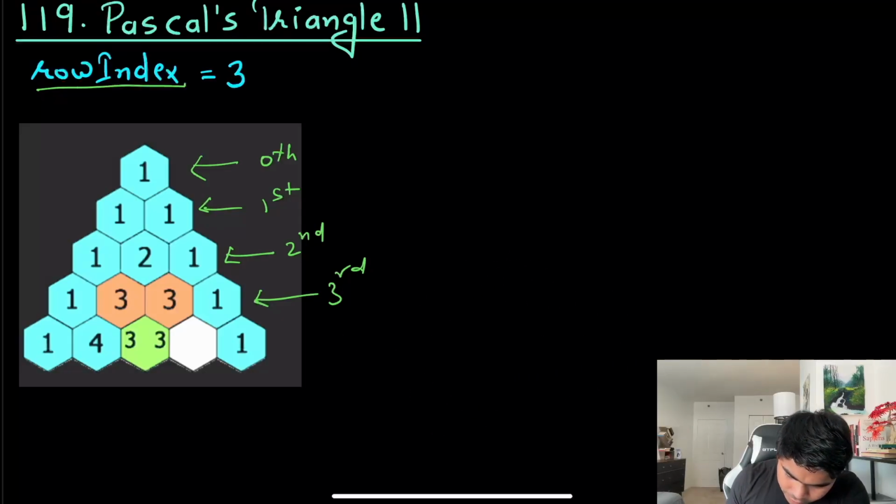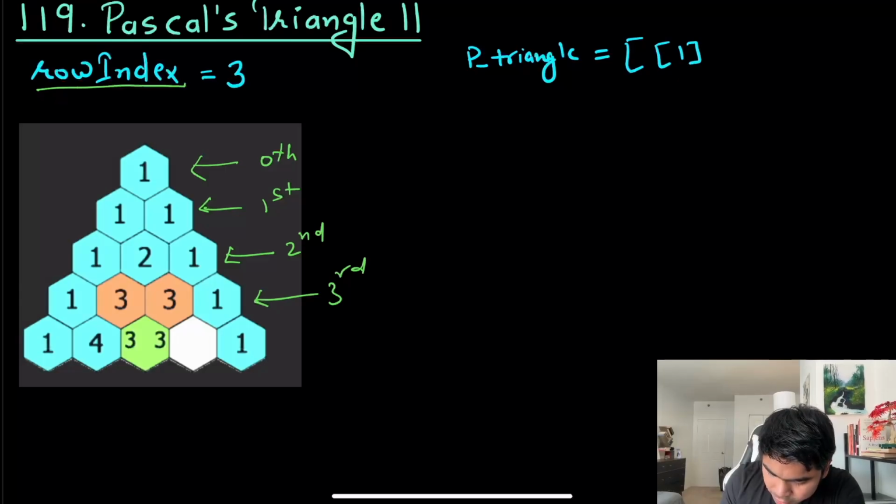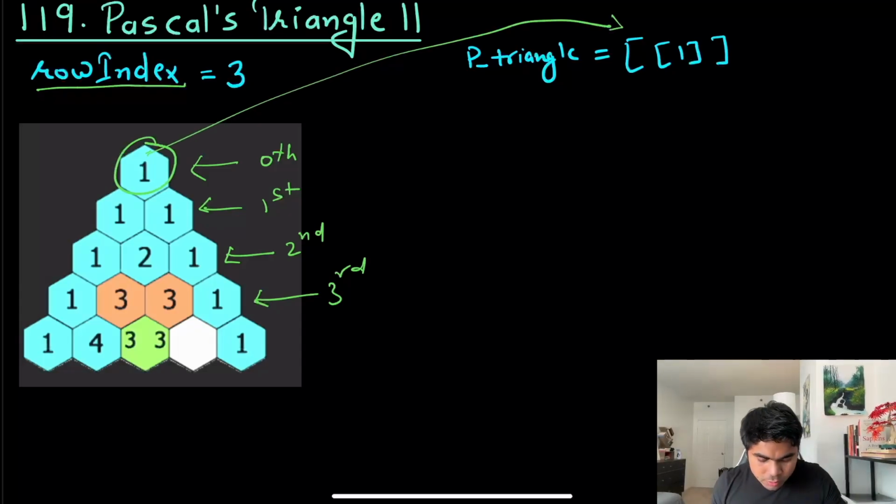What we're going to do is first we'll have, let's say, Pascal's triangle. This is going to be a 2D array. First it's going to start with just one value. So it's a list of lists, and there is only one value in the first row. This is what I'm placing right here. This is what I'm starting with.